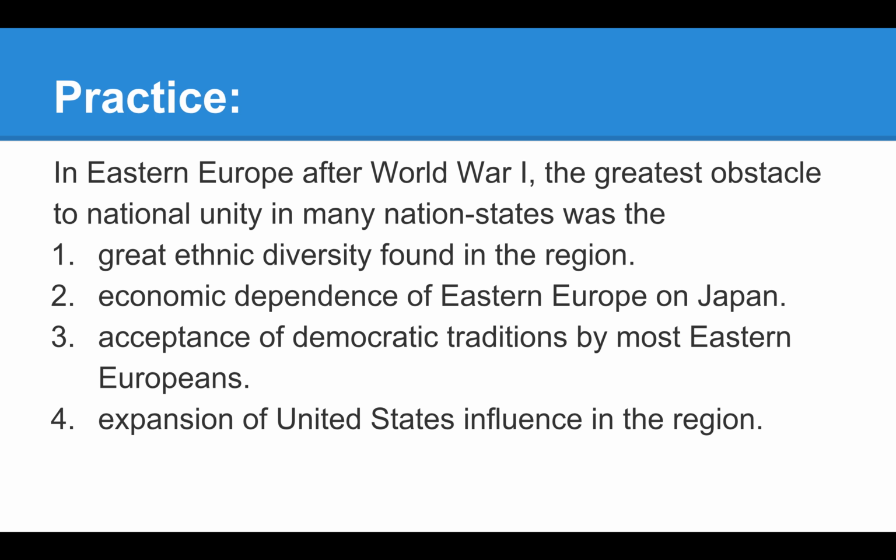In Eastern Europe after World War I, the greatest obstacle to national unity in many nation-states was the great ethnic diversity found in the region, economic dependence of Eastern Europe on Japan, acceptance of democratic traditions by most Eastern Europeans, or expansion of United States influence. The ethnic diversity could have been a plus, but it's really a negative. And most times when you see ethnic diversity without a strong ruler or group, it leads to problems.